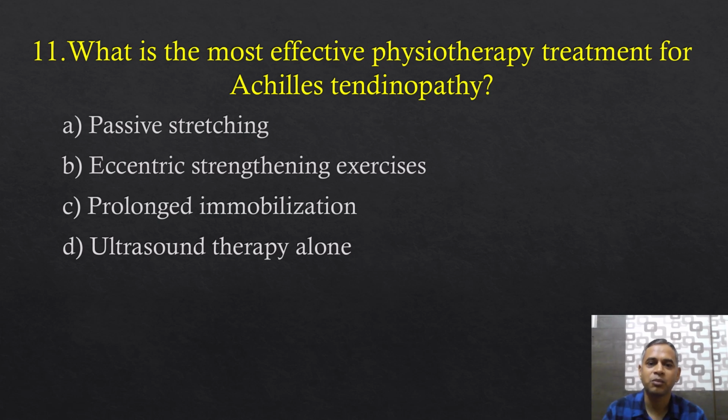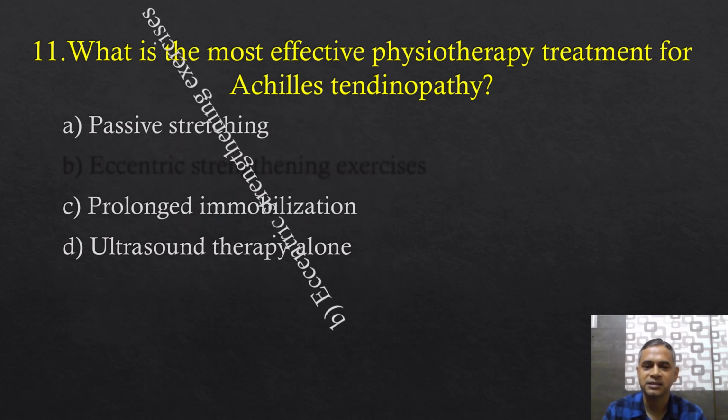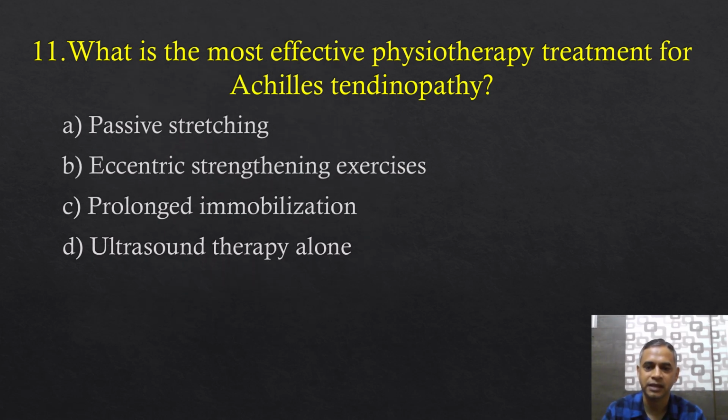11. What is the most effective physiotherapy treatment for Achilles tendinopathy? A. Passive stretching, B. Eccentric strengthening exercises, C. Prolonged immobilization, D. Ultrasound therapy alone. So the answer is eccentric strengthening exercises.